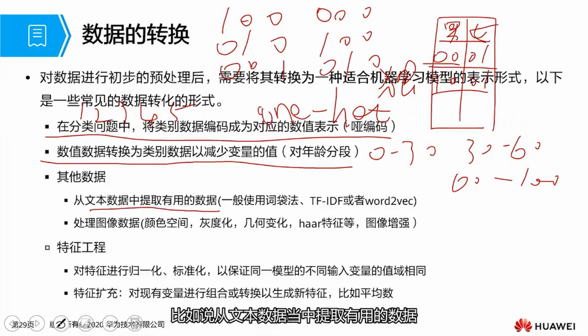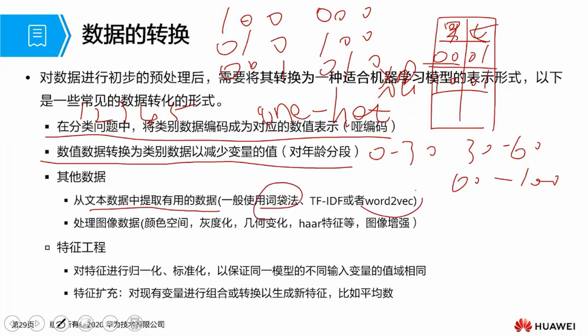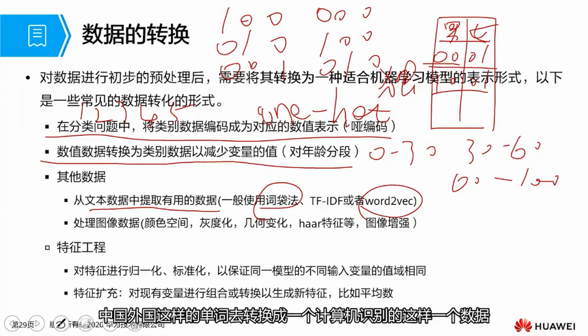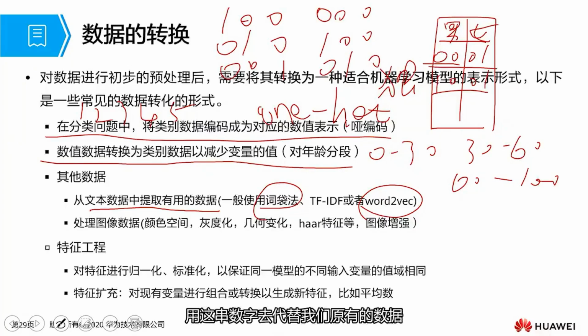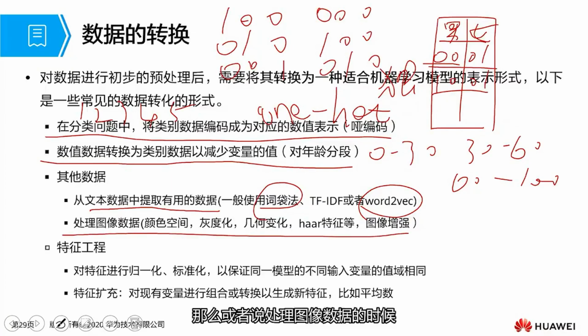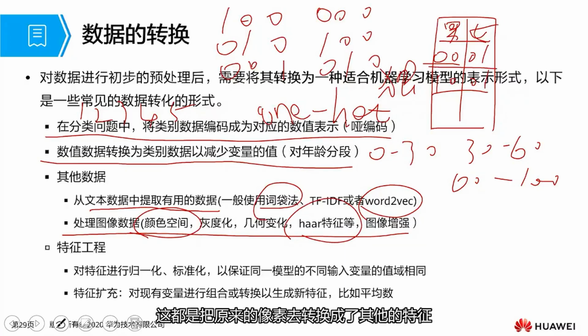It's all about needing to convert words like man, woman, China, foreign into data recognizable by a computer. Like Word2Vec, it converts the vocabulary we just used into a series of numbers, replacing our original data with this string of numbers. When processing image data, you form various features, such as color features, HAR features, etc. This converts the original pixels into other features.